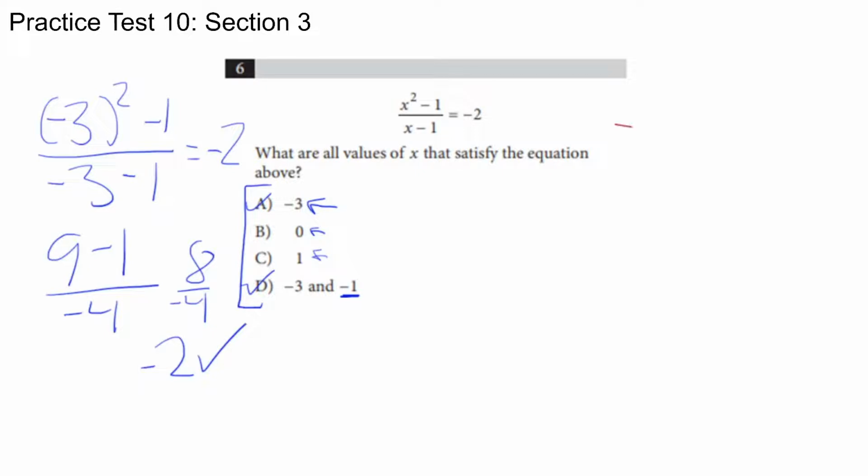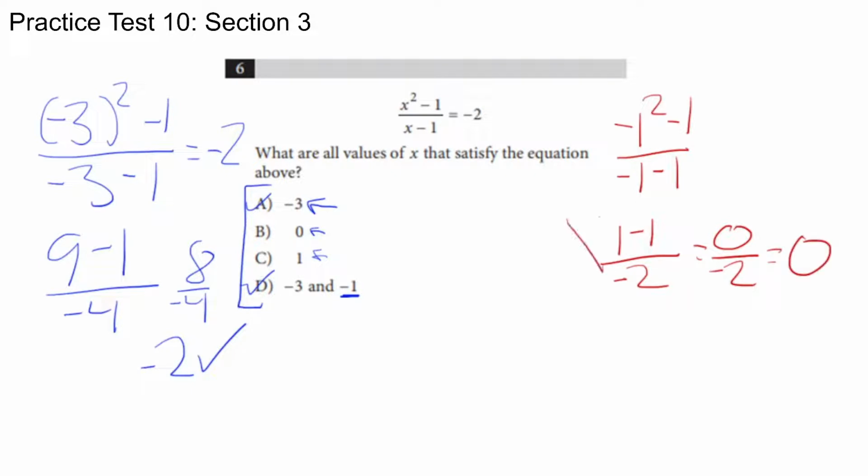So if I have negative 1 squared minus 1 divided by negative 1 minus 1, negative 1 squared would give me 1 minus 1 divided by negative 1 minus 1 would give me a negative 2. 1 minus 1 is 0, and 0 divided by anything would give me 0, right? So I know this expression does not work when x is equal to negative 1. So D does not work, which means that A must be my answer.